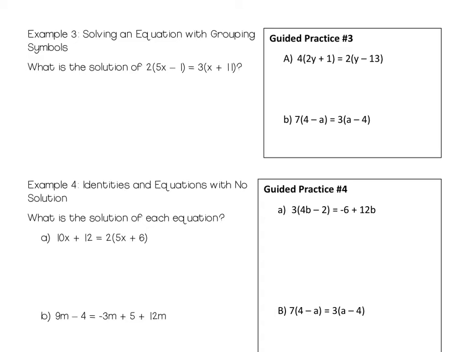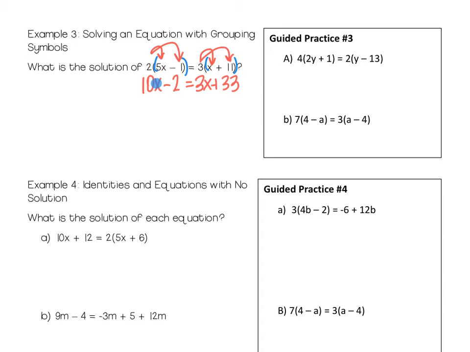Moving on to example 3. Sometimes you're given grouping symbols in your equation. When you have grouping symbols, meaning the parentheses, you have to get rid of them before you can do anything else. So in this case, I can't add inside the parentheses, so I'm going to distribute across the parentheses to get rid of them, and I get 10x minus 2 equals 3x plus 33.